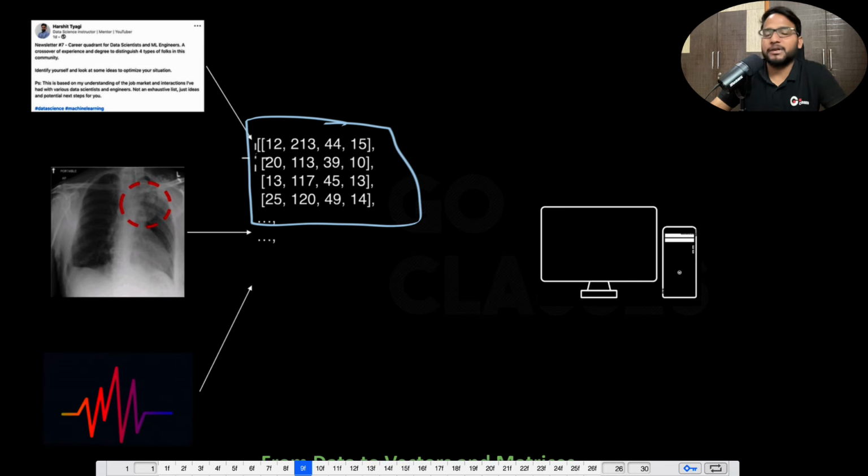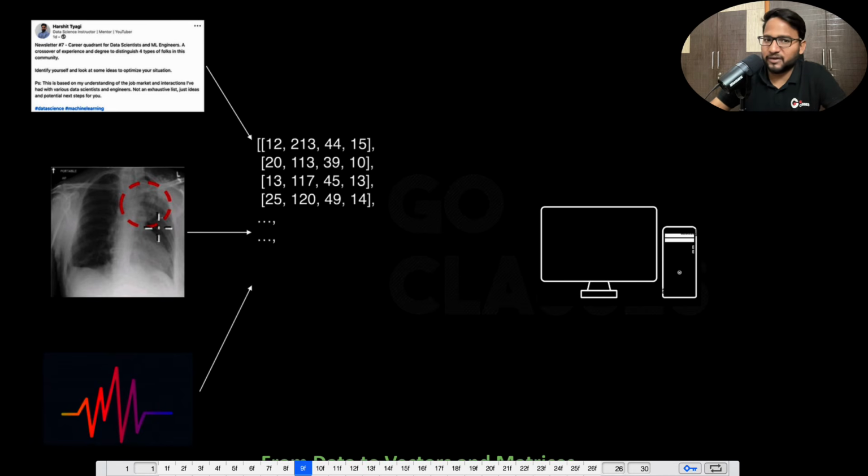Some common format. I mean, it need not be a common format, but it should be some usable format such that my machine can understand. So you can directly feed this image, but it might not be that useful. My machine might not understand this very well.